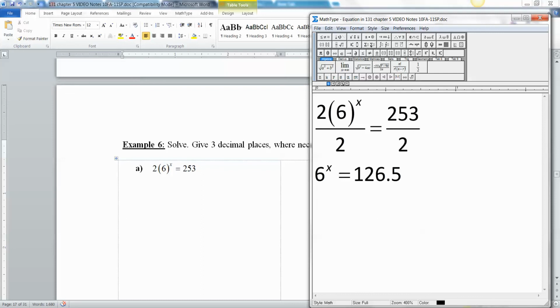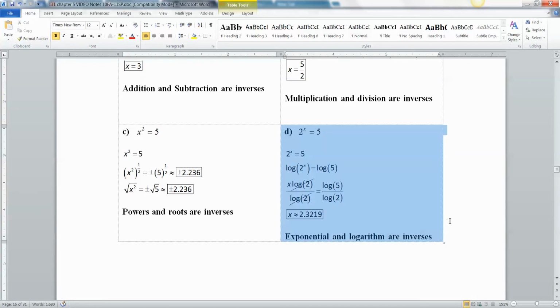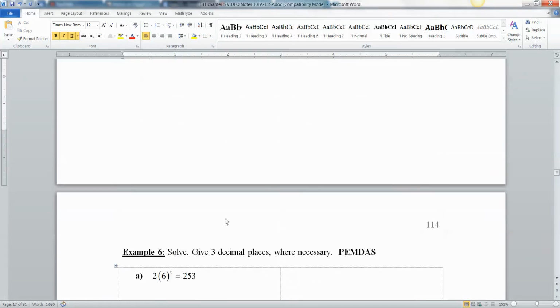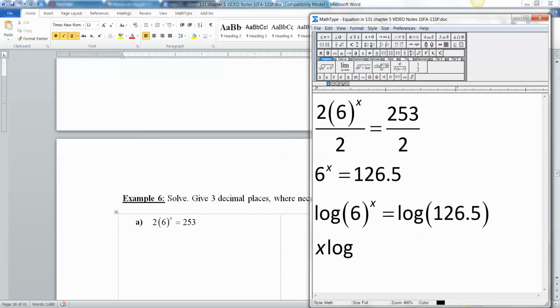All right, I've got the variable in the exponent. See it right there? There is only one way to get a variable out of an exponent, and that is using this property right here, that exponentials and logarithms are inverses of each other. Can't stress it enough. So what we're going to do is take the log of both sides. So I'm going to take the log of 6 to the x. The x can actually be on the outside of the parentheses. It doesn't really matter. And then 126.5. Then you bring the x down in front. The whole reason for doing it is so that you can bring the x down in front and make it multiply.